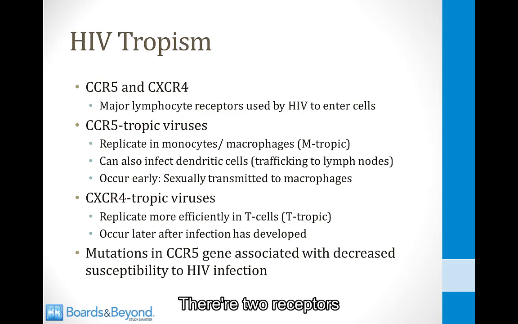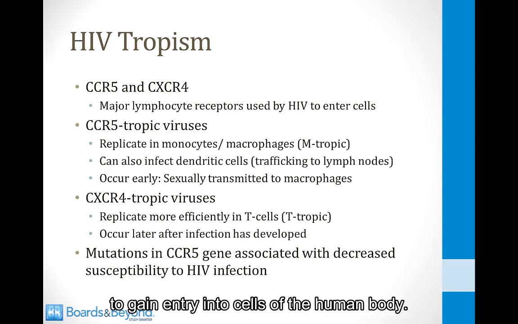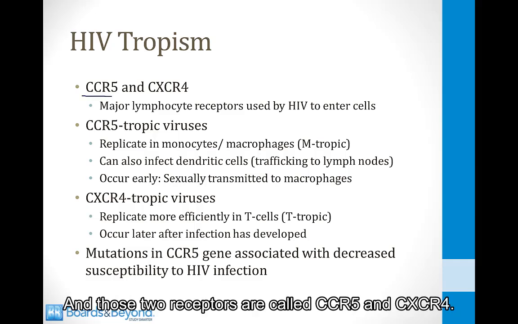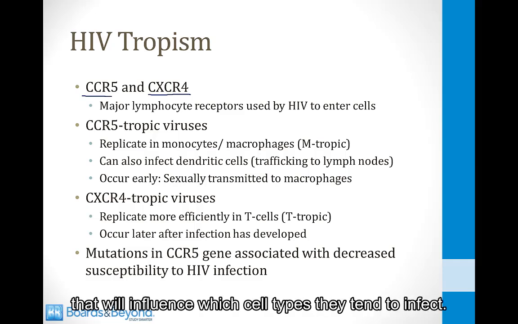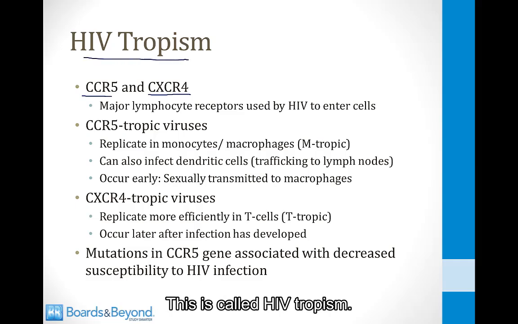There are two receptors on the surface of immune system cells that HIV virus particles like to bind to gain entry into cells of the human body, and those two receptors are called CCR5 and CXCR4. Different virus particles have a tendency to bind one or the other of these receptors, and depending on which receptor they bind, that will influence which cell types they tend to infect. This is called HIV tropism.